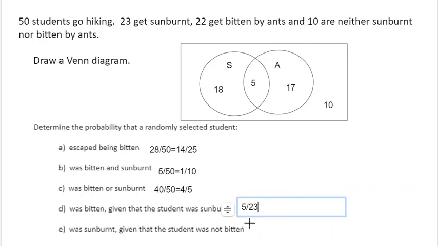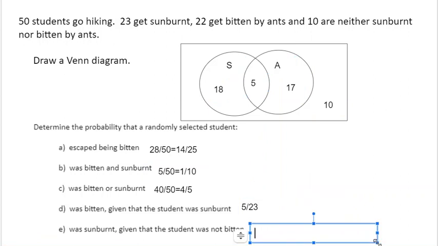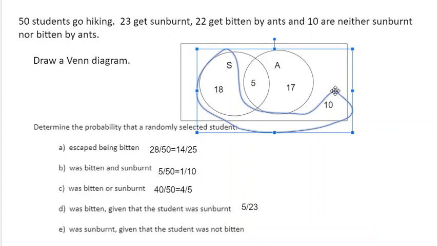All right, and then the last one, probability that a student was sunburnt given that they were not bitten. Oh, that's a tricky one. So they were not bitten means that we are considering only the people not bitten, these people. Okay, those are the people we're considering. What's the probability that a student in that group was sunburnt?